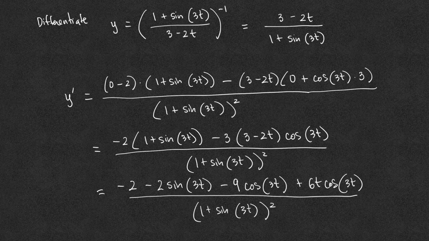squared. And this is the final answer because there is no like term to 2, there's no like term to sine of 3t, there's no like term to cosine of 3t because the last term is t times cosine of 3t. And so we leave the answer as it is.